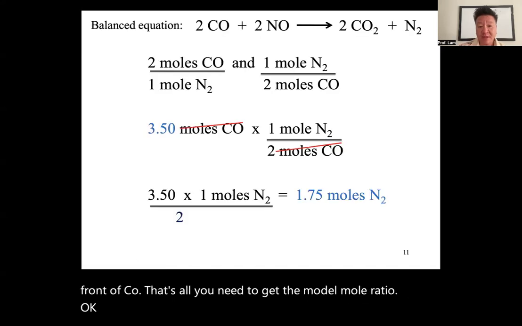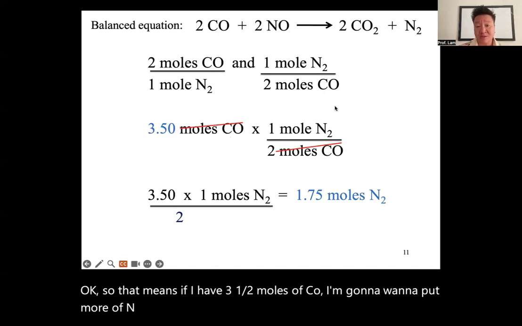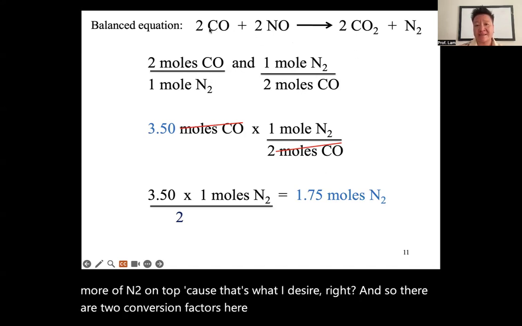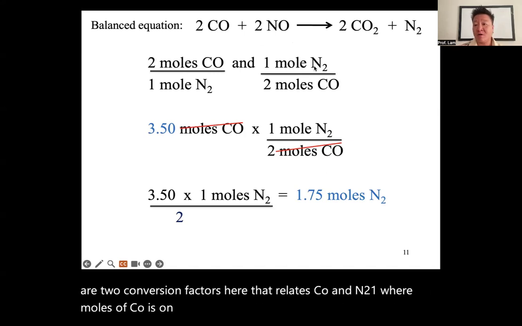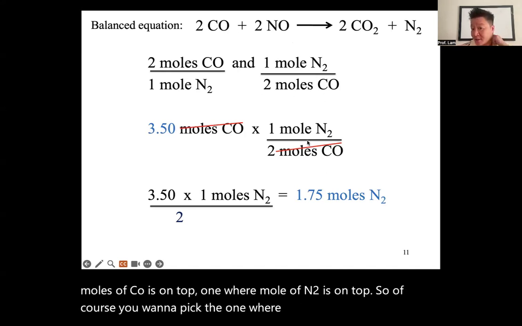So that means if I have 3.5 moles of CO, I'm going to want to put moles of N2 on top because that's what I desire, right? And so there are 2 conversion factors here that relate CO and N2. One where moles of CO is on top, one where moles of N2 is on top. So of course you want to pick the one where moles of N2 is on top.